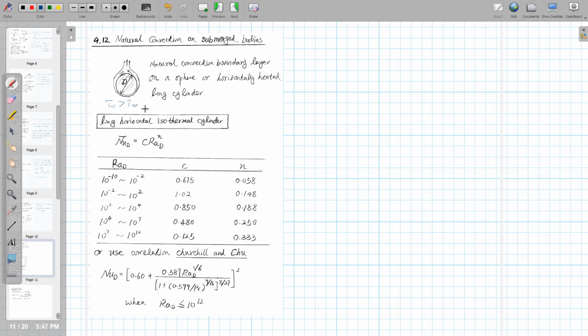Because usually for free convection, we want to calculate the heat transfer rate. For the long horizontal isothermal cylinder, isothermal means that your wall temperature is constant. Isothermal means T wall equals constant.